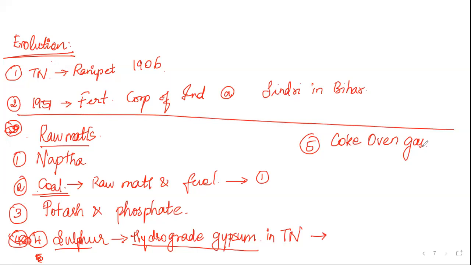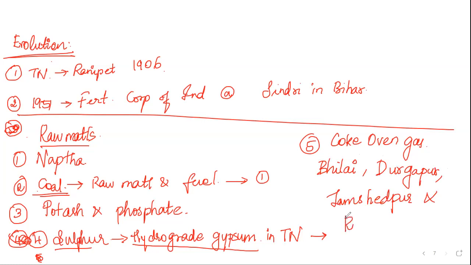Examples are Bhilai, Durgapur, Jamshedpur, and Rourkela.